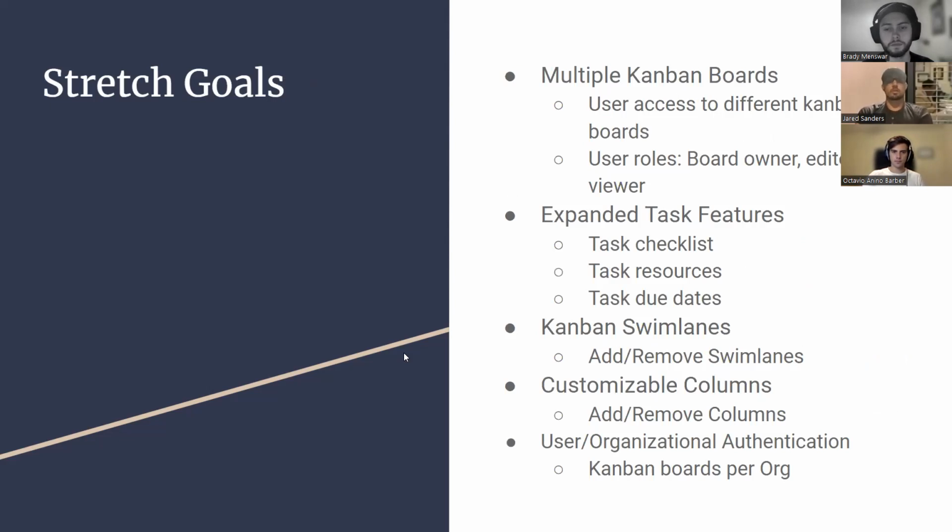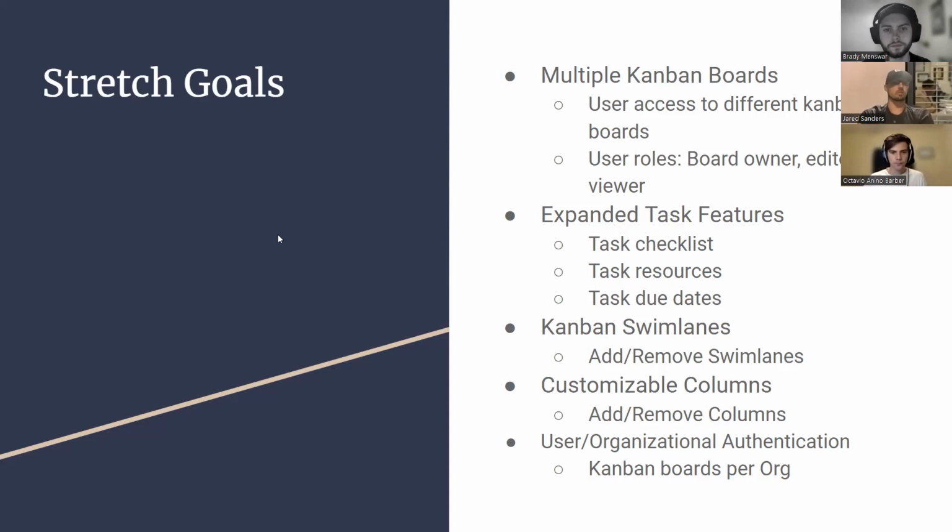So as far as stretch goals, we would really like to see multiple Kanban boards and have user roles. So the board owner, editor, viewer, and then of course assignee and assigner, reporter, however you want to consider it. We'd also like to see expanded task features like checklists, task resources specifically. So instead of having those to be global, we can link them to an individual task and make it a little more specific for whatever you're working on.